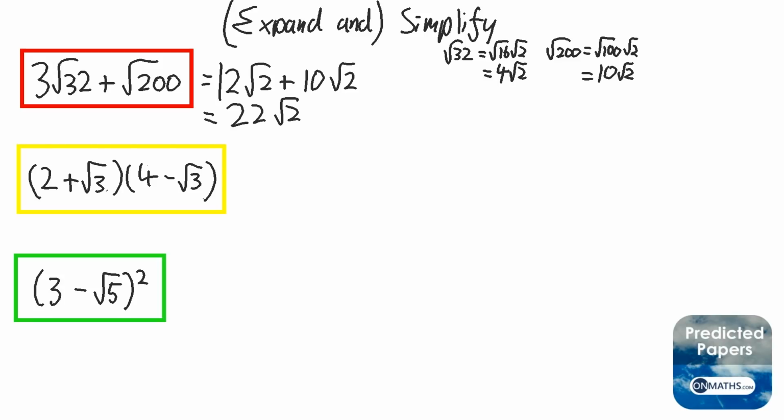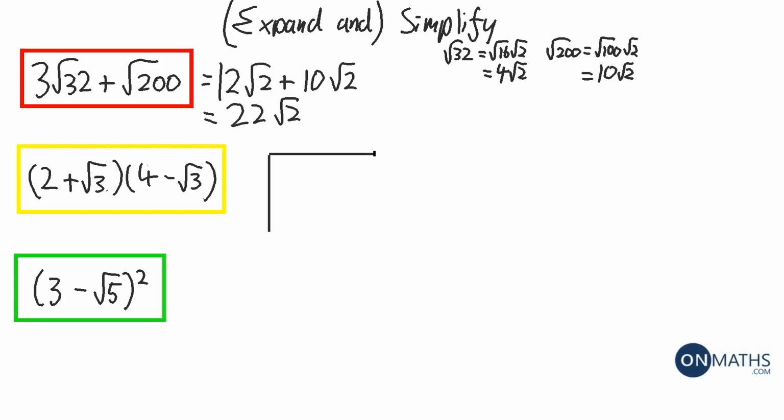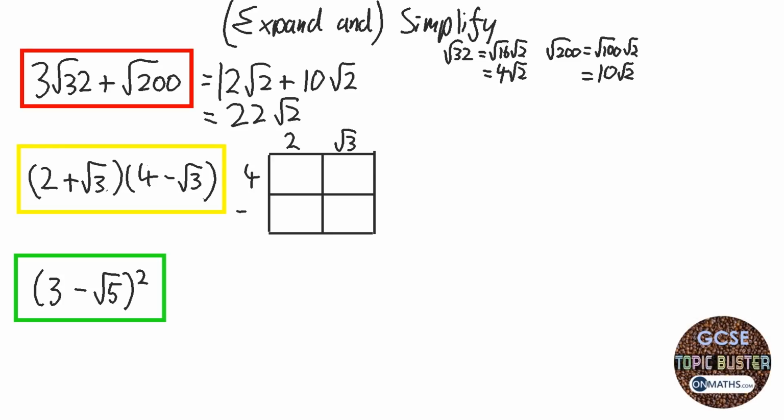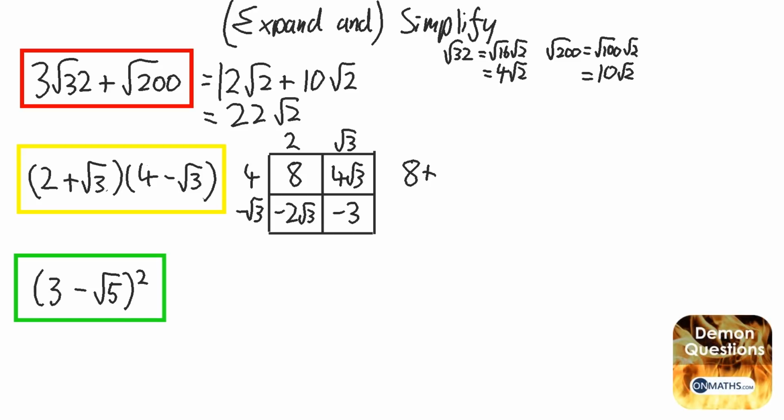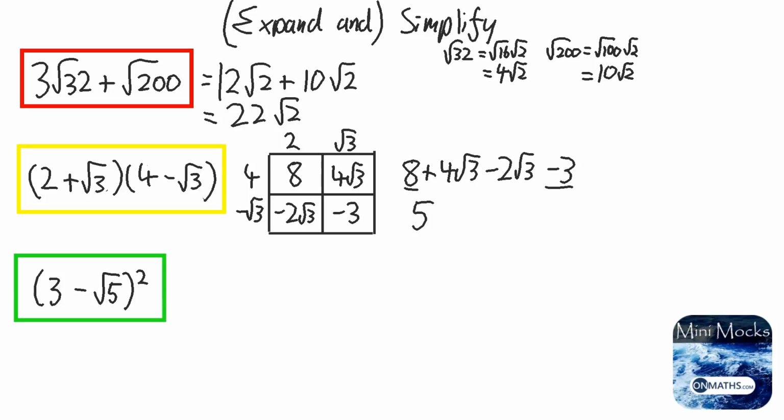Okay, next one, I'm going to do myself a little grid. Probably a bit small, you might want to do yours a bit larger. So 2 root 3 and 4 minus root 3. So 4 times 2 is 8, that would be 4 root 3 minus 2 root 3 and minus 3. So it's 8 plus 4 root 3 minus 2 root 3 minus 3. And we've got these that can collect together, so 8 take away 3 is 5, plus, and we've got 4 lots of root 3, we're taking away 2 of them, so we're left with 2 lots of root 3.